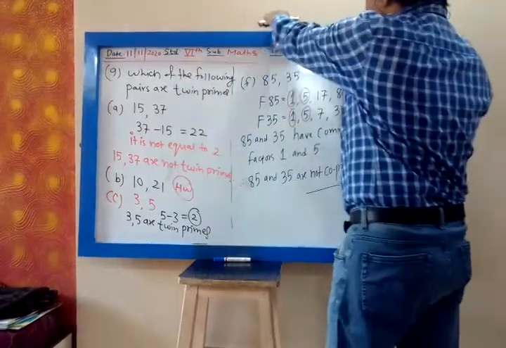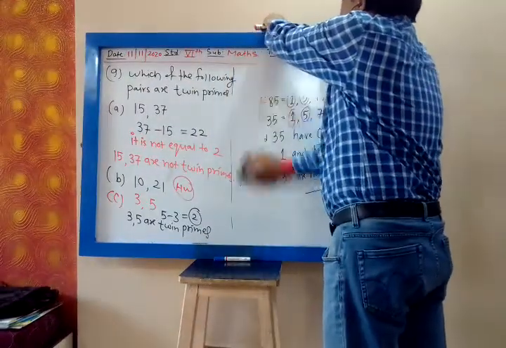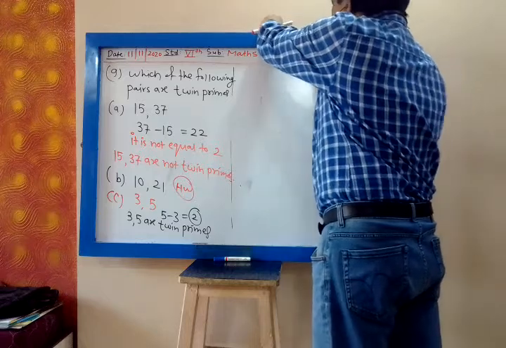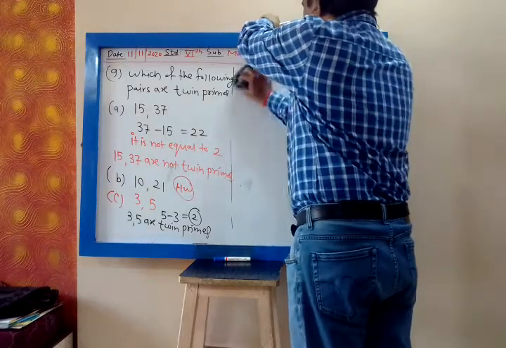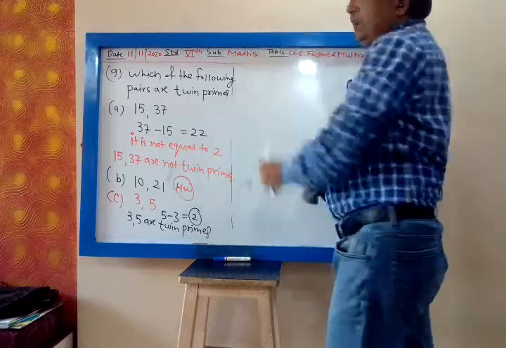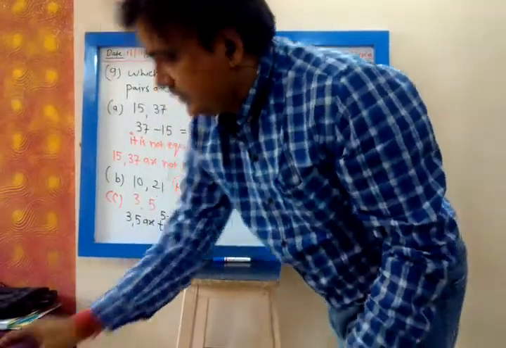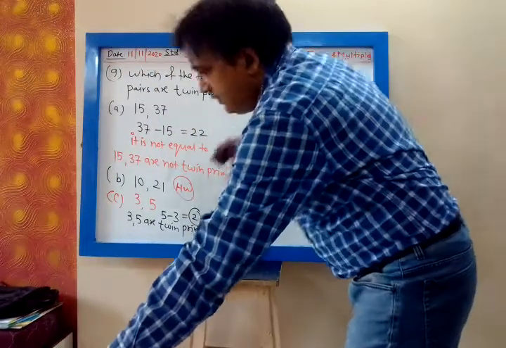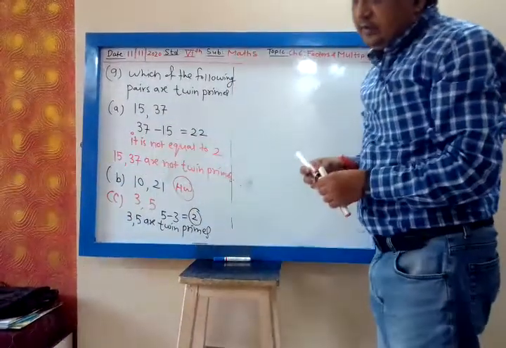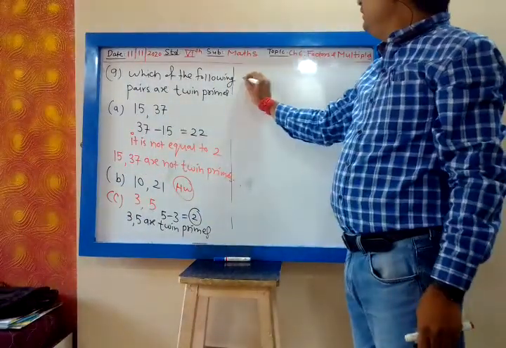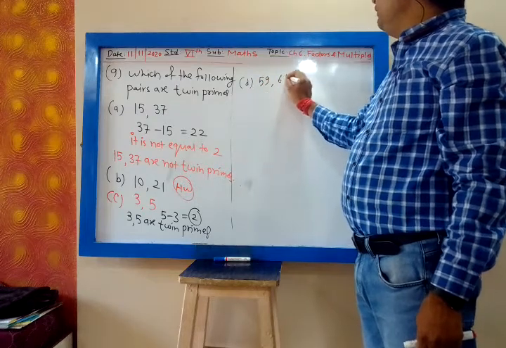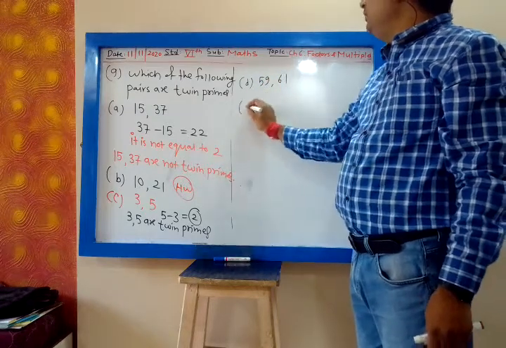Whenever the difference of two numbers is 2, they are twin primes. Whenever the only common factor is 1, they are co-prime. So for co-prime we find the factor, and for twin primes we find the difference. Then D, 59 and 61. Their difference is 2, so they are twin primes.